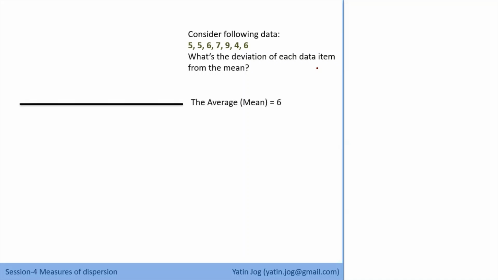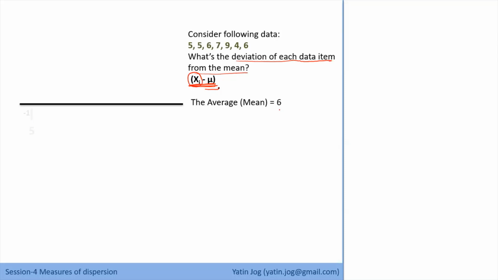Consider this data set; the average, the mean of the given data set, is 6. Suppose this line represents the mean line. If I consider the first data point 5, what I have to calculate is 5 minus mu, that is 5 minus 6. For the second, again 5 minus 6. For the third data point, 6 minus 6, and so on. So I'm calculating the deviation of each data item, x_i, from the mean, mu, which is 6 in this case. I'll plot these points on the diagram.